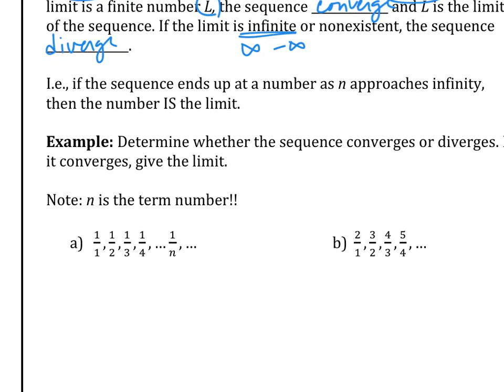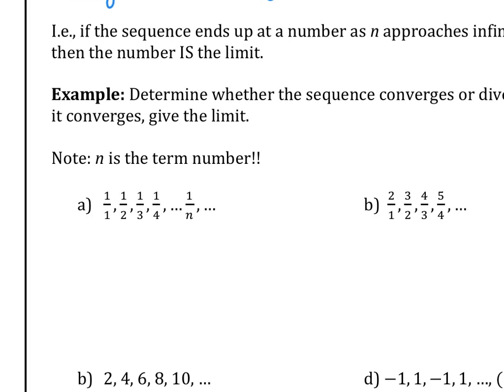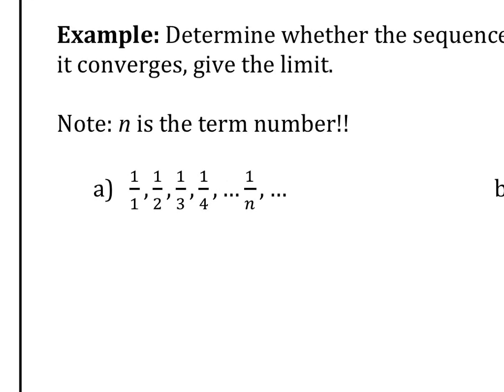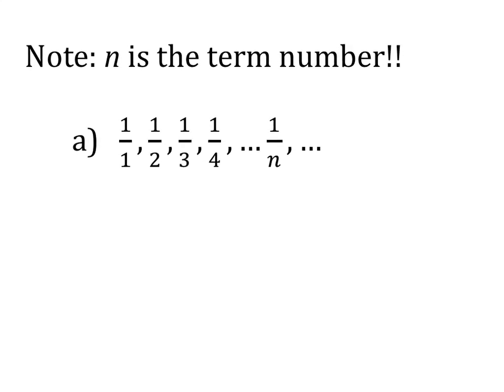All right, so what we're going to do right now is figure out if it's going to converge or diverge. If it does converge, we have to tell them what number it is. Remember, we are trying to figure out what happens when n goes to infinity. So let's look at this first sequence: 1 over 1, 1 over 2, 1 over 3, 1 over 4. It's taking its term number and dividing 1 by the term number. So essentially it is doing 1 over n.